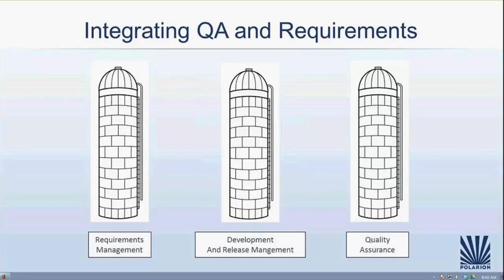And that's one of the big problems, because in order to really have a good integrated development process, all 3 of these silos, all 3 of these groups really have to be collaborating with each other, almost in real time, right? The requirements management guys can't really write good requirements without input from development and quality assurance. And it sort of goes with all 3.